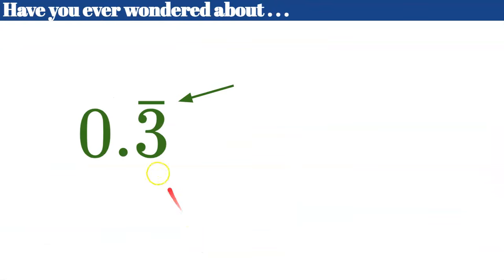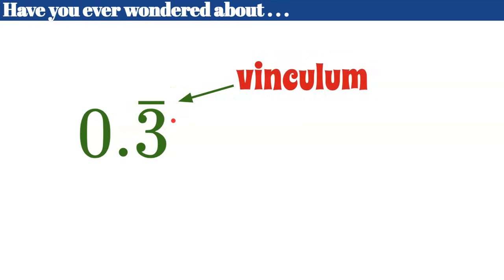Have you ever wondered about this little line above a repeating digit? It's called a vinculum. It's a big word. You don't hear many math teachers use it. Sometimes some use it just to make themselves sound fancy. I added it in this video just to give you a little trivia.